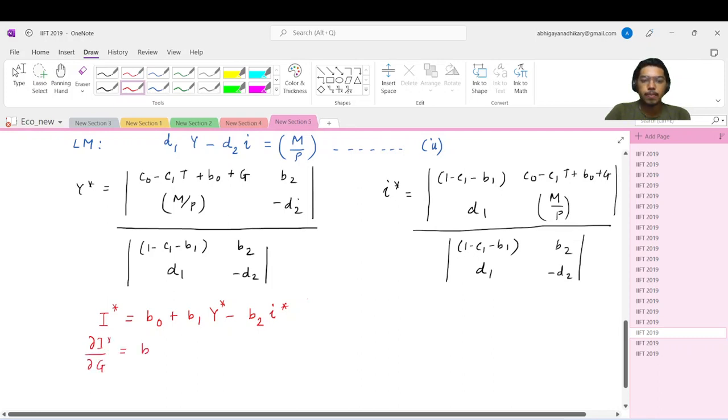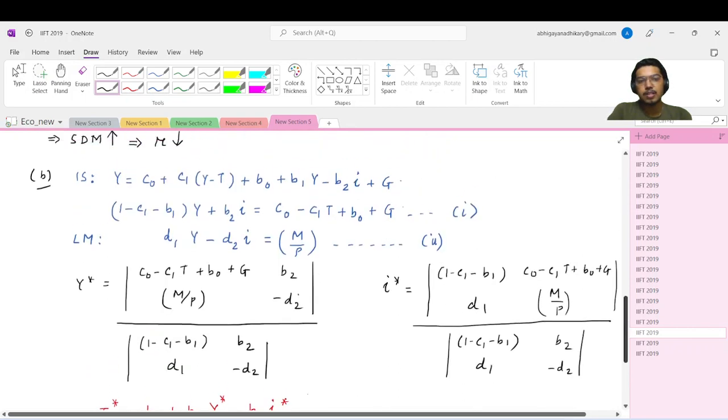So what will that be? It will be B1 times del Y star by del G minus B2 times del I star by del G. So we need to evaluate this expression, and for that we need the values of del y star by del g and del i star by del g. Now we can expand this and get it, but we can get it much more easily.